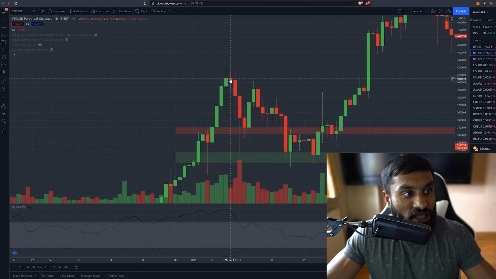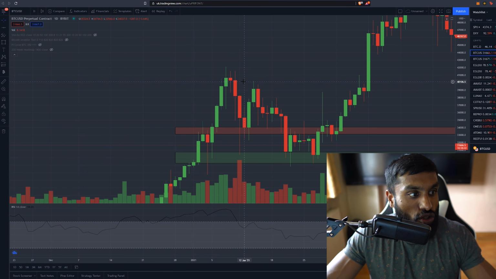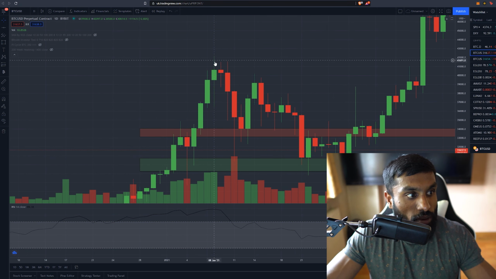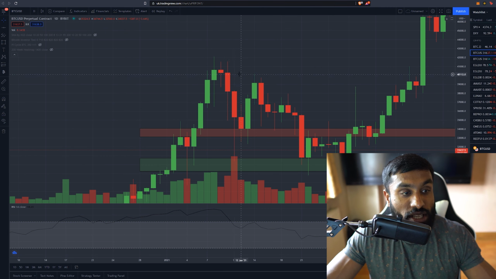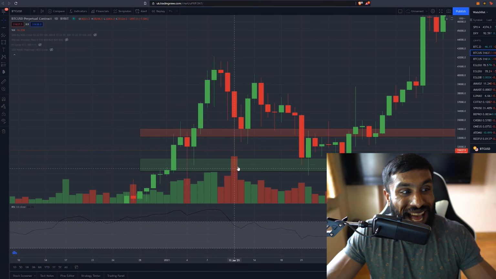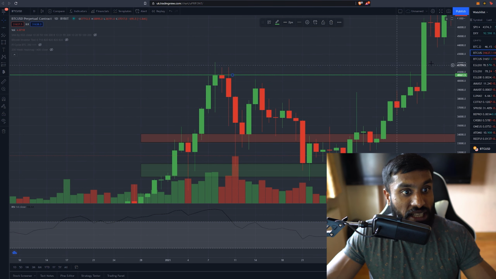But let's look for another resistance, right? So one key resistance I can see, a very very strong resistance, is this one. We can see four daily candles, right? Wick up, rejected, wick up, rejected, wick up, rejected, wick up, rejected. So for 4 days, it tried to break that 40,000 threshold, failed, and then subsequently we had a huge crash after. This is very clearly an area of resistance.